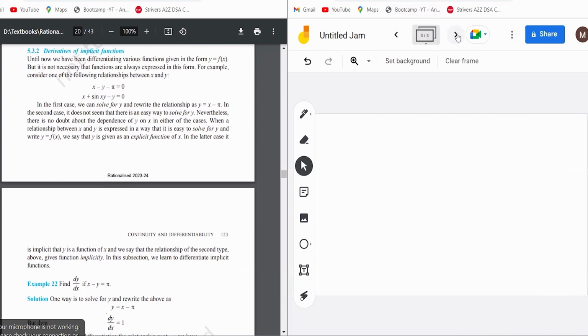So see, what is derivative of implicit functions? Until now we have been differentiating various functions given in the form of y equal to f of x, but it is not necessary. The functions are not always expressed in this form. For example, this form can also be there. So what is the implicit function?